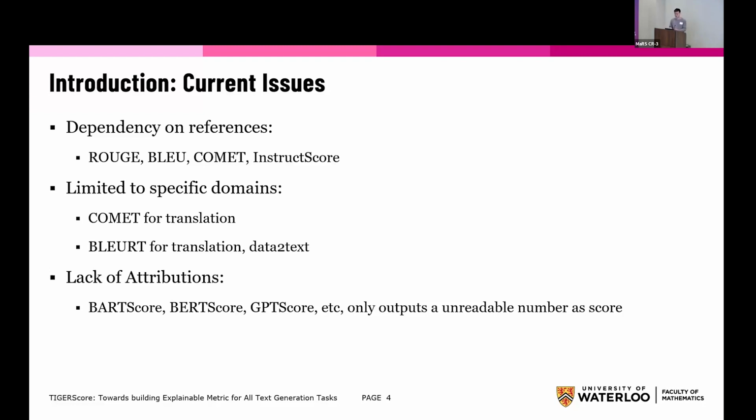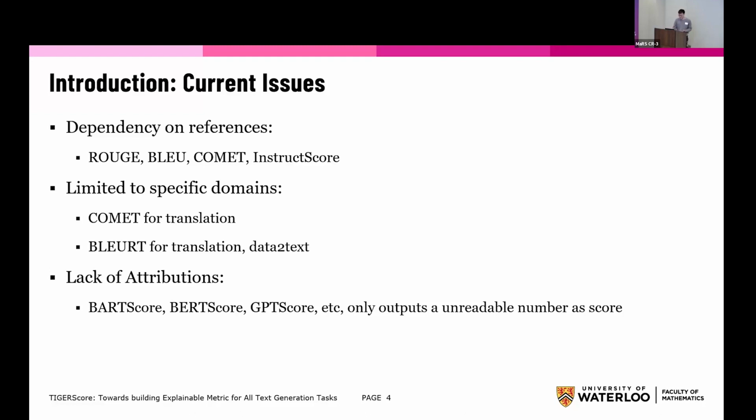The second issue is that they are limited to specific domains. If you want to evaluate a new task, you have to develop a brand new model for that task only. For example, COMET is only for translation, and BLEURT might only be good for translation and data-to-text, etc. The third issue is that current metrics also lack attribution. BARTScore, BERTScore, GPTScore, etc. only output one number at a time, with no natural language explanation. So that's another direction we are aiming for.